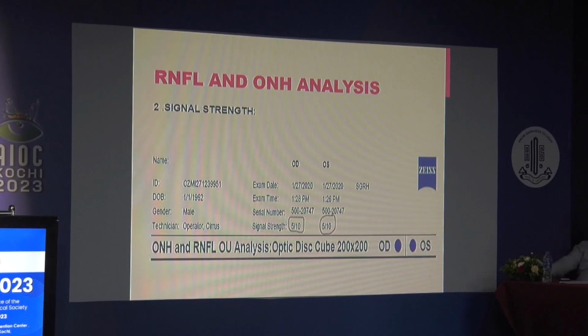Second is signal strength. A poor quality scan will lead to a lot of problems in the segmentation. In our machine, it is out of 10, and you should get at least 7.